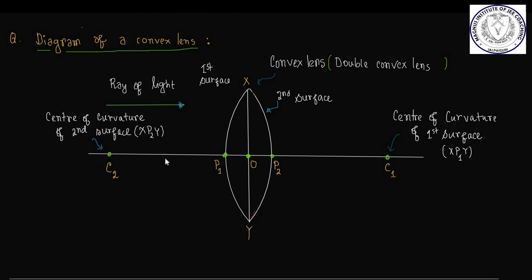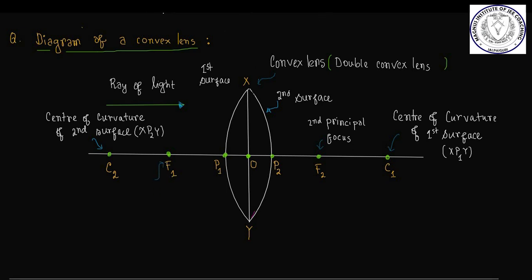Now we can denote the principal foci of the convex lens. F1 is the first principal focus of this convex lens. Similarly, on the other side, F2 is the second principal focus of the convex lens, which exists between the optical center O and the center of curvature C1 of the first refracting surface.